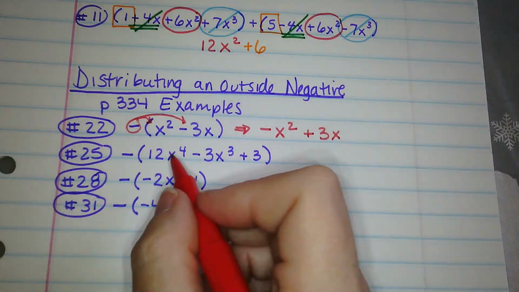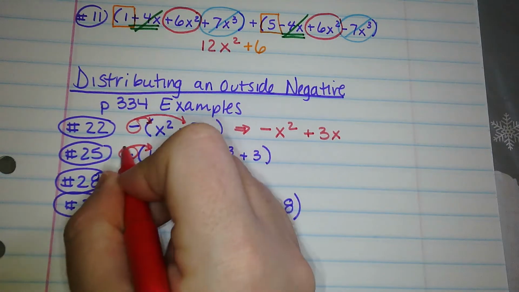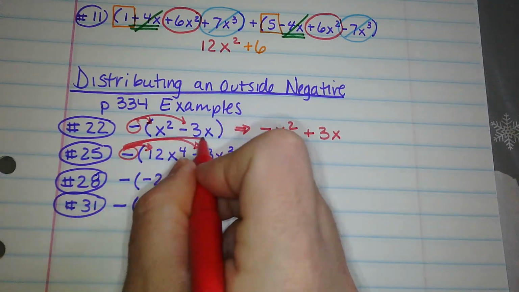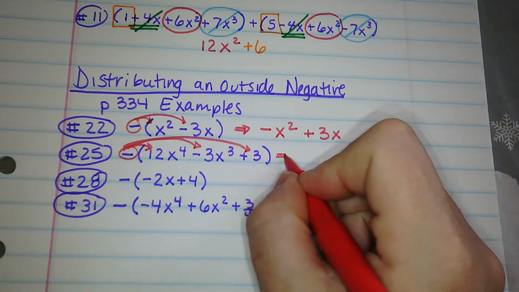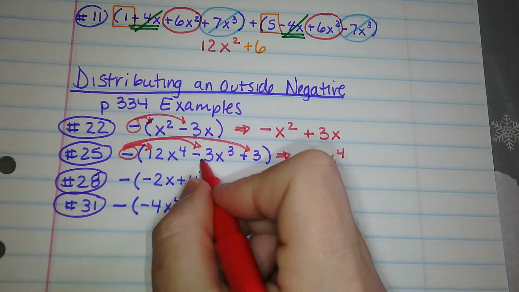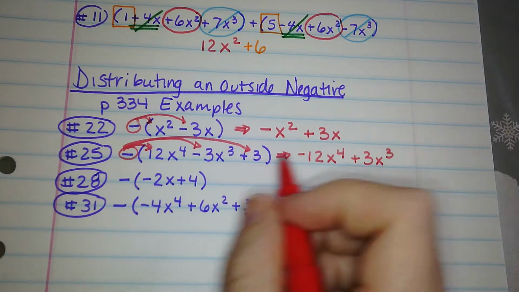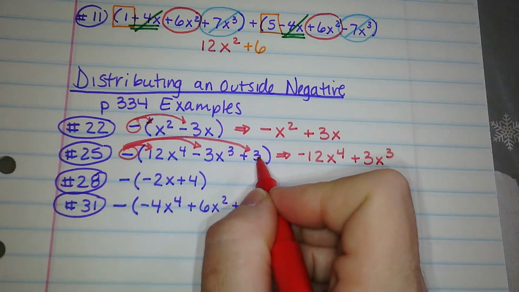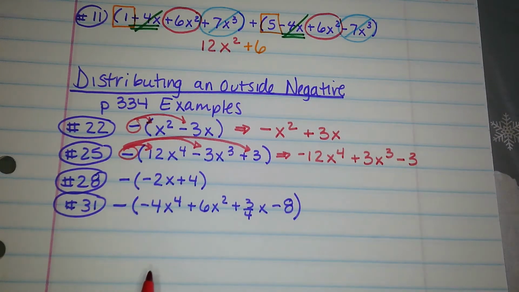That's all. So in 25, we're going to take this negative and we're going to distribute it 1, 2, 3 different times. So this is going to end up being negative 12 x to the fourth, positive 3, as we change that negative to a positive. And this 3 over here, the constant, is going to end up being negative. We're changing that positive back to a negative.